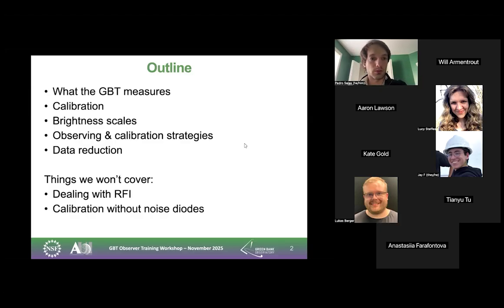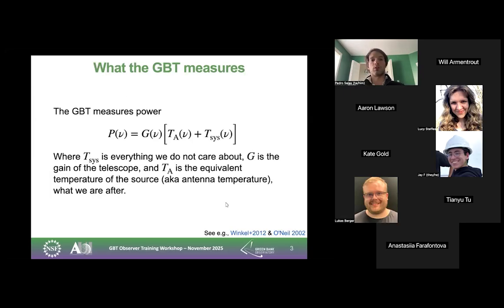So in terms of what the GBT measures as a single dish telescope, it's mainly power, right? So we have incoming radiation. This radiation induces a current into the receivers, and that current we measure as voltage, and then we compute the power by taking the square of that voltage, and we end up with something that looks like the left-hand side: power as a function of frequency, meaning we'll have a value of power for every channel of frequency.